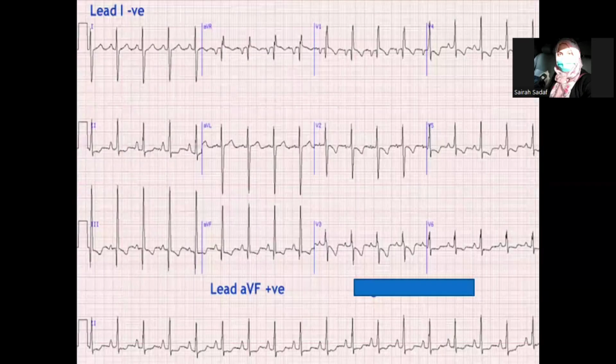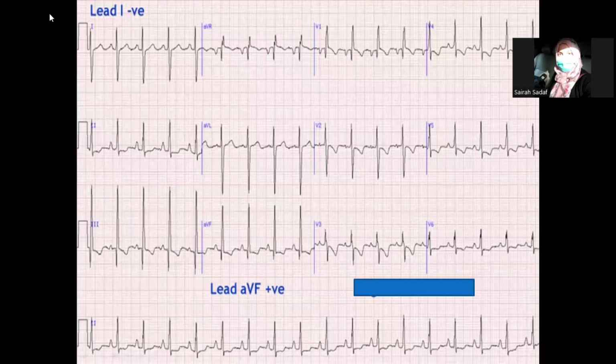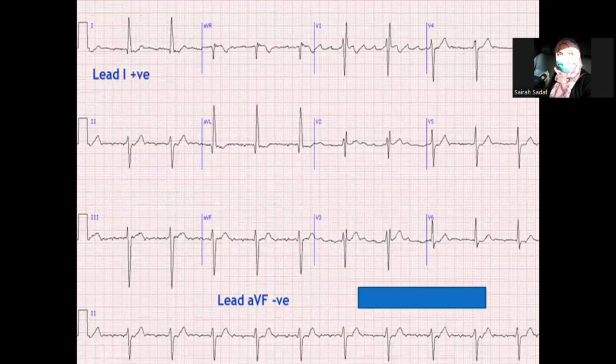Okay, now which axis is this? Adnan is right. Saima is right. Hani is right. Khizar is right. Alina, it's not extreme. Aruj is right. It is right axis deviation. It's not left axis because look, in lead 1 there is an S wave, and in AVF it's upright. Okay, it's the right axis deviation. Let's go further. Now tell me which axis is this?